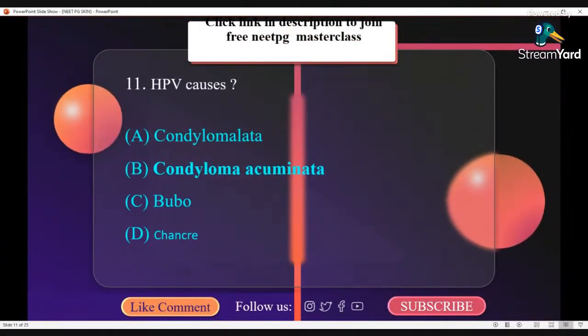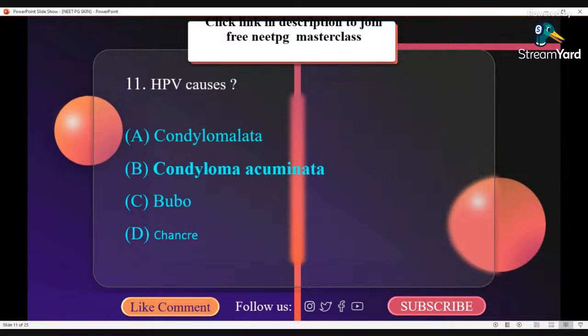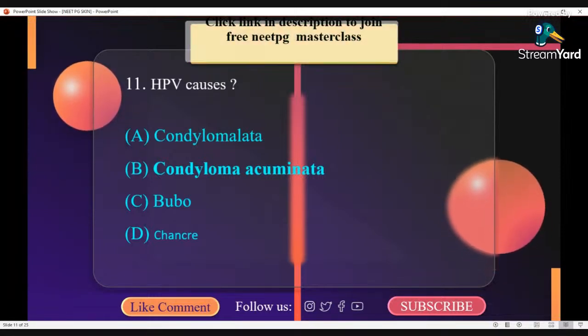HPV causes, we all know, condyloma lata. So the correct option here is A, condyloma lata.